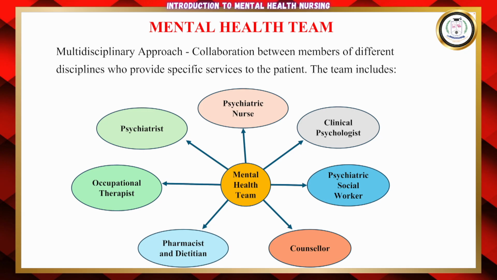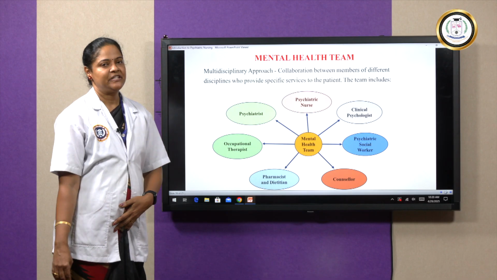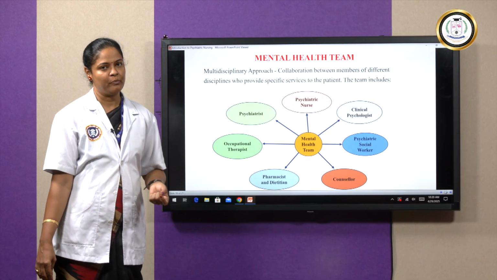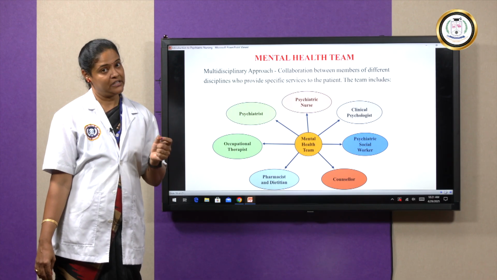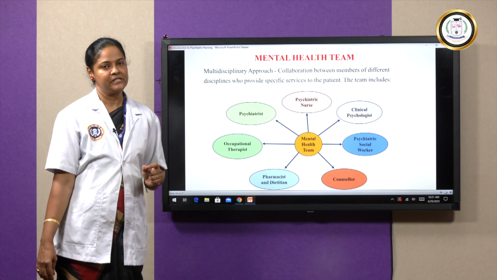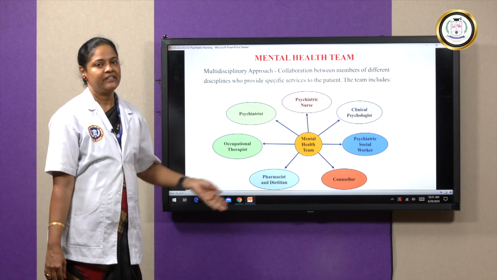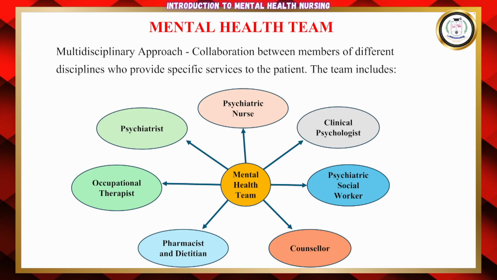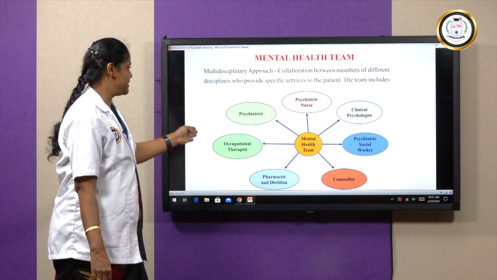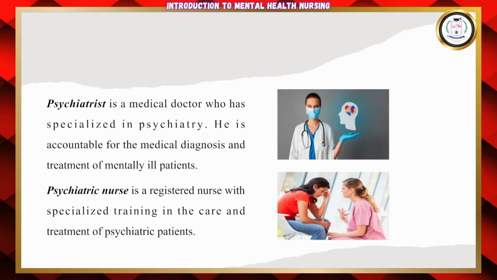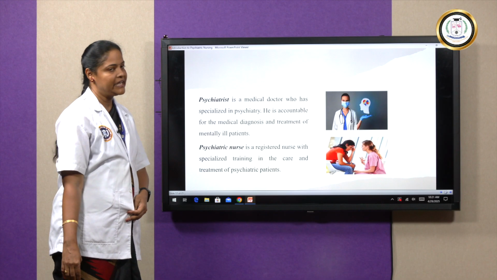Next, I'll explain about the mental health team. The mental health team members are a group of professionals from different disciplines who work together to provide services to mentally ill patients. These team members include psychiatrist, psychiatric nurse, clinical psychologist, psychiatric social worker, counselor, pharmacist and dietitian, and occupational therapist. I'll explain one by one. The first one, the psychiatrist. He is a medical doctor who has specialized in psychiatry. He is accountable for the medical diagnosis and treatment of mentally ill patients.